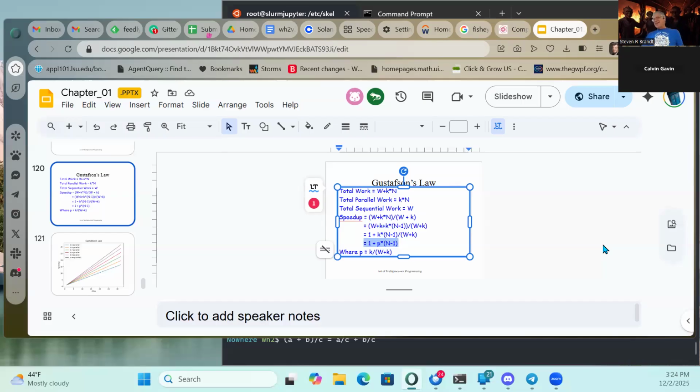Well, so you get what? W is 1 and K is 2, right? So you get 2/3. For one processor, your total execution time is 3 seconds, that means W plus K is 3 seconds. And then if you have two processors, W plus K times N is 5 seconds. That means W is 1 and K is 2, right?